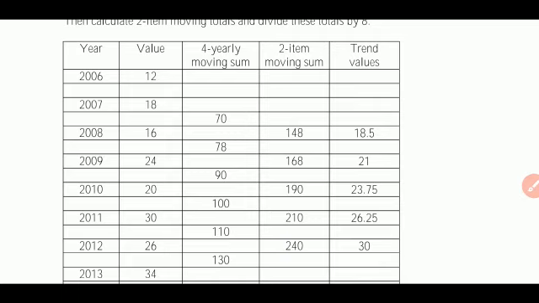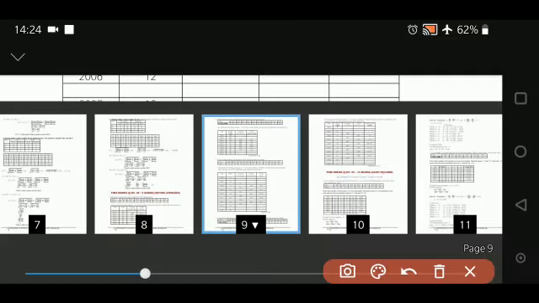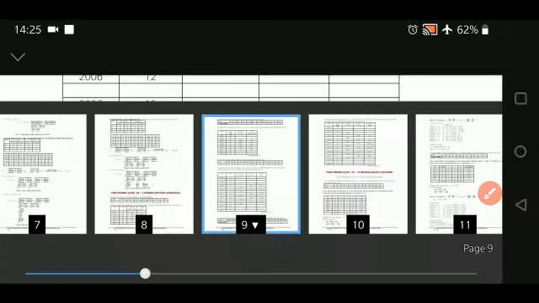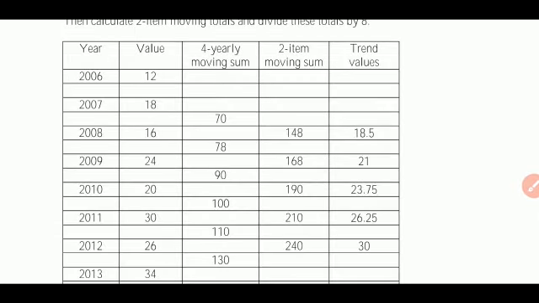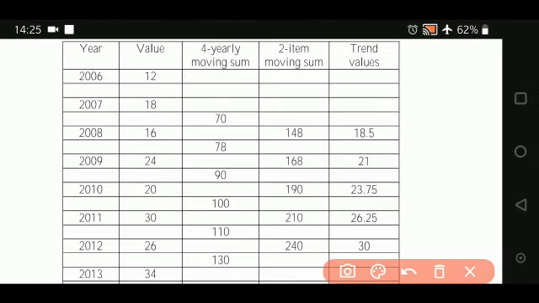And one more thing, if you pay attention, you are writing the value in between, it is 70, but when you write this particular value 148 and this trend value, you are representing the year 2008. Similarly here you are representing the year 2009. Basically, a moving average is to represent a particular year.